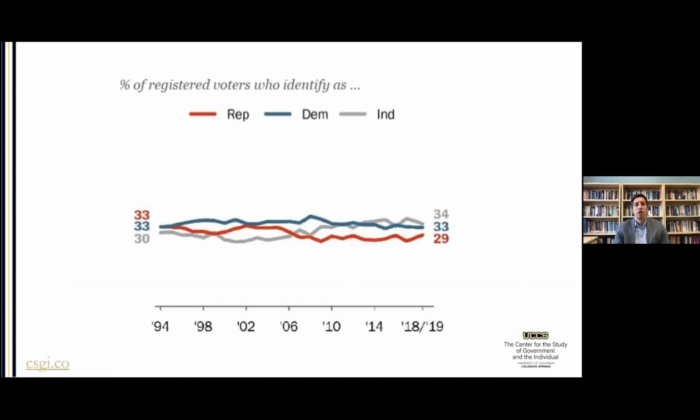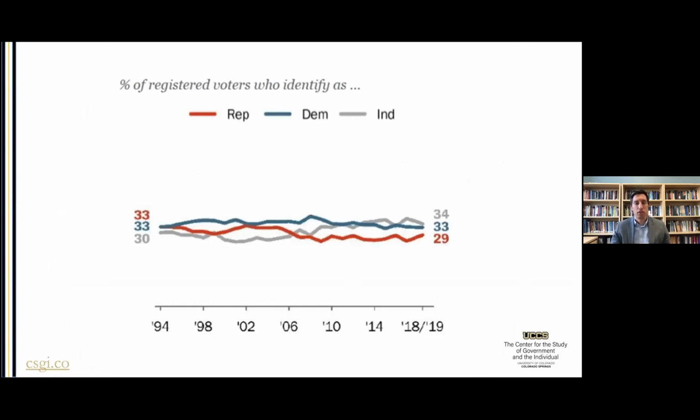So as we talk about American political parties, the two parties that we hear about the most in American politics are the Republican Party and the Democratic Party. And for good reason. Most Americans identify with either of those two major parties.